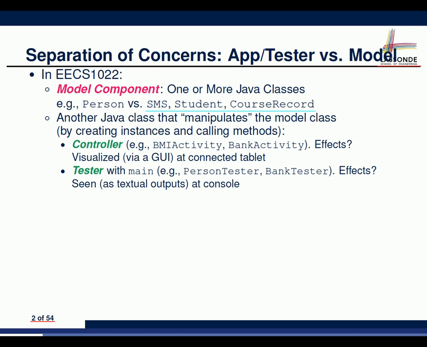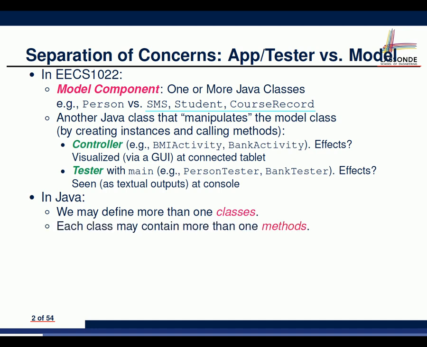We'll do that. Now, in Java in general, we may define more than one class. You can define as many classes as you like, and they don't have to be completely isolated from each other. Whenever you declare an attribute of the type of another class, you're making some connection over there. For example, let's say in the student class, I have an array of course records. In this case, I'm making a connection to the course record class.